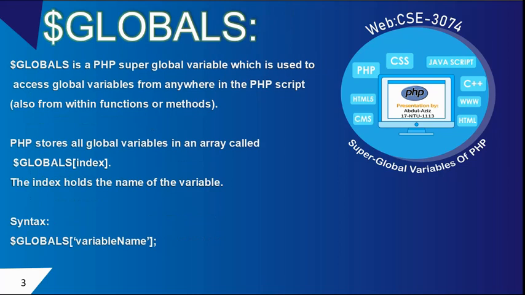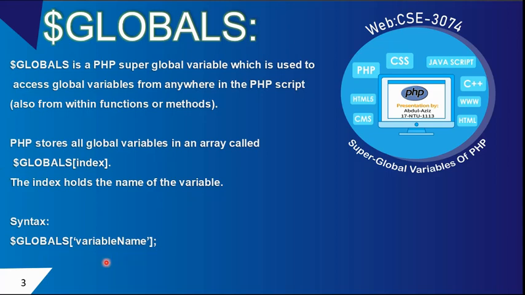So what is GLOBALS? This is a super global variable. GLOBALS is a PHP variable which is used to access global variables from anywhere in the PHP script, also from within a function or method. PHP stores all global variables in an array called $GLOBALS. Let me show you with a laser pointer. The index holds the name of the variable. This is the index we can use. This is the kind of syntax written here.